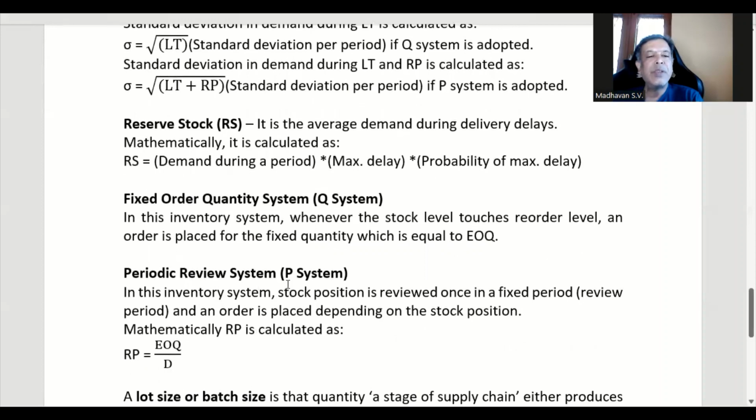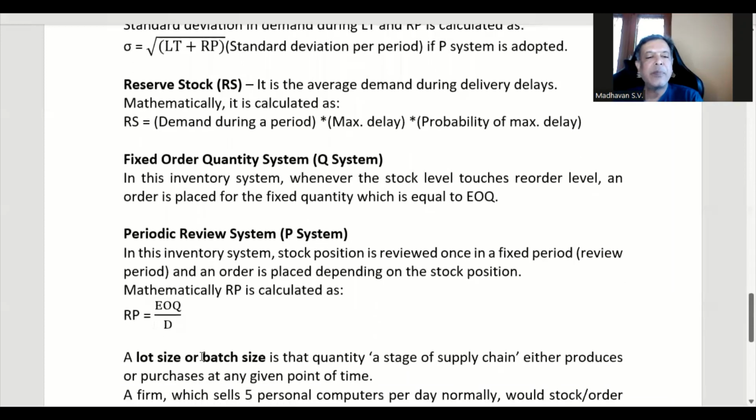Periodic review system, P system. In this inventory system, stock position is reviewed once in a fixed period, that is called as review period, and an order is placed depending on the stock position. Mathematically, the review period is calculated as economic order quantity divided by the annual demand.